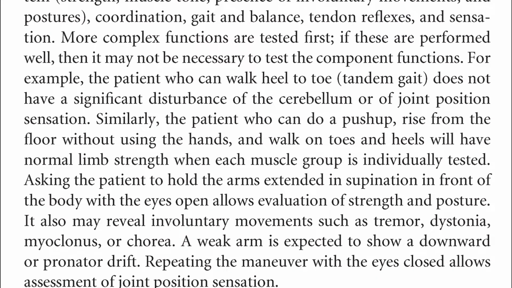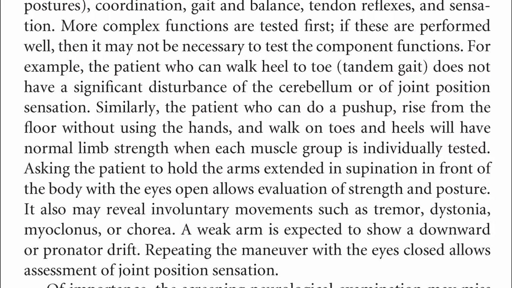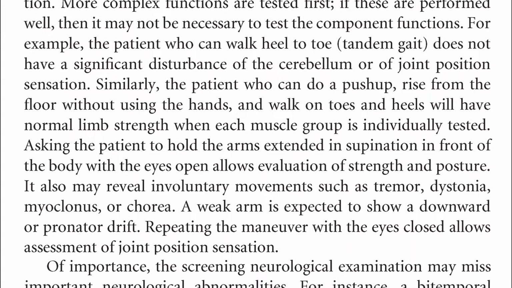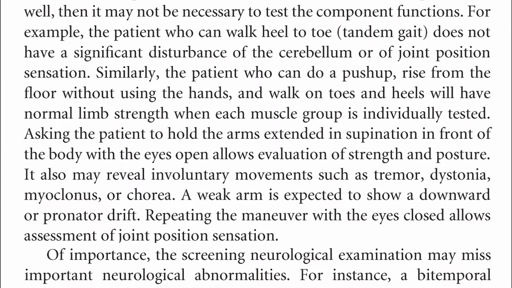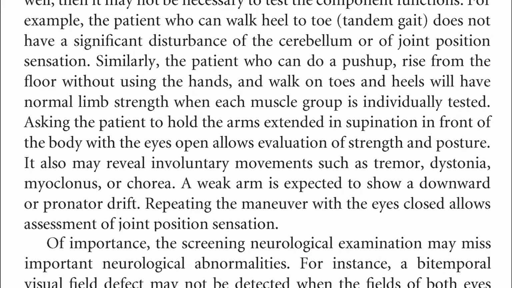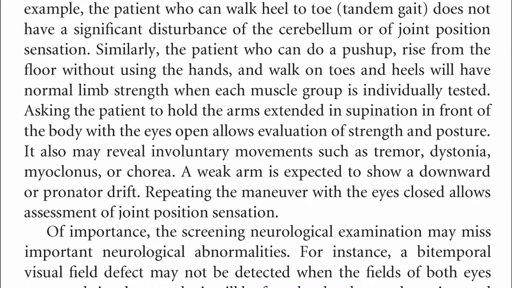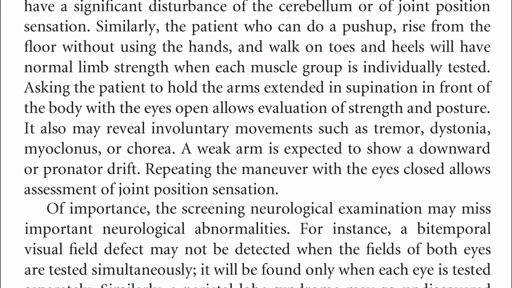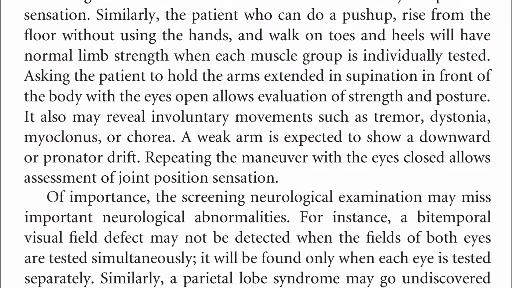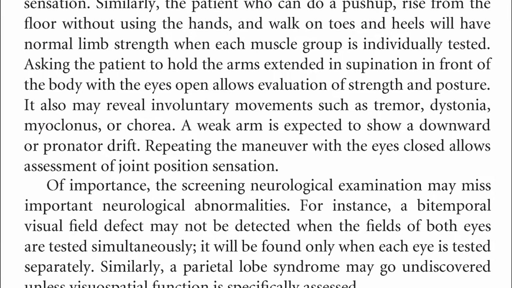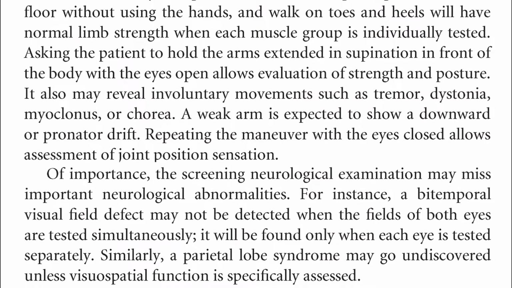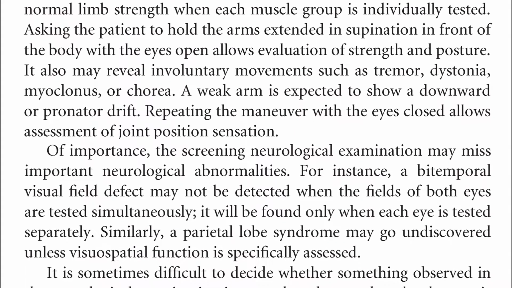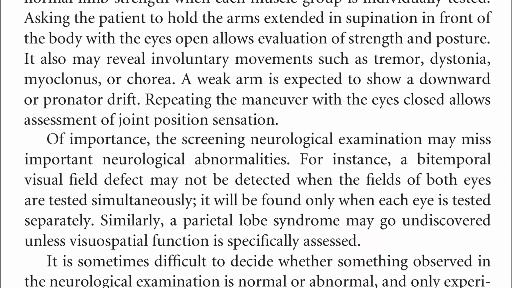Similarly, the patient who can do a push-up, rise from the floor without using the hands, and walk on toes and heels will have normal limb strength when each muscle group is individually tested. Asking the patient to hold the arms extended in supination in front of the body with the eyes open allows evaluation of strength and posture. It also may reveal involuntary movements such as tremor, dystonia, myoclonus, or chorea. A weak arm is expected to show a downward or pronator drift. Repeating the maneuver with the eyes closed allows assessment of joint position sensation.